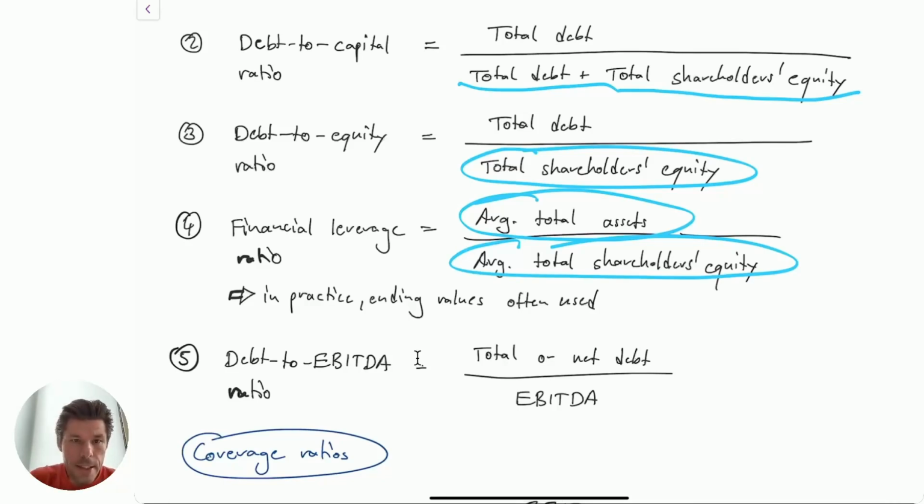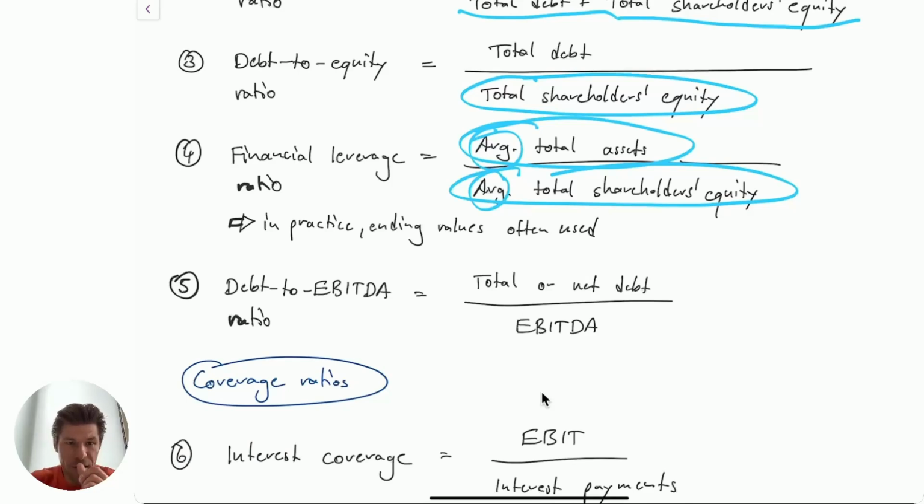One caveat is that here I used averages. In practice, sometimes you use ending values for both, because sometimes you want to get a snapshot of what the capital structure looks like at the very end of the year, for example. And then because both are used point in time, you can do the same. Good. What else?